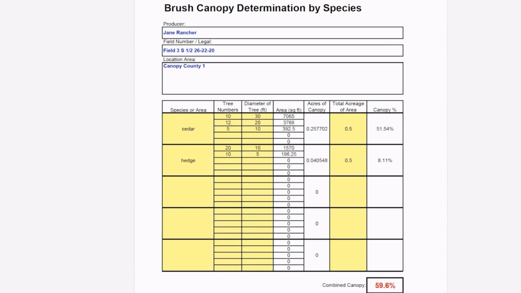The next page shows canopy count 1. The combined canopy cover is 59.6%. Hence, the canopy is severe. This area is infested with woody invasion.